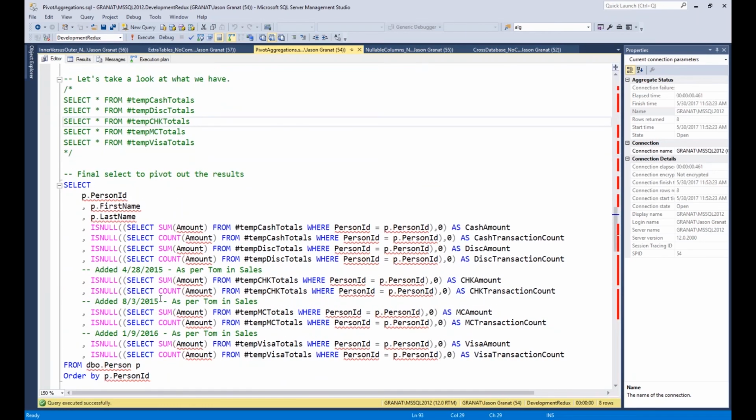And what I've seen is, we want all of the people, right? So we're going to drive from the person table, and then we do something like this, where we select the sum of the amount from our cash totals, where those person IDs are equal, and we store that as cash amount. And then we do the sum and the count for all the rest of these. So you can see that, similar to what we saw above, 428, we added this, 83, we added this, 19, we added this.